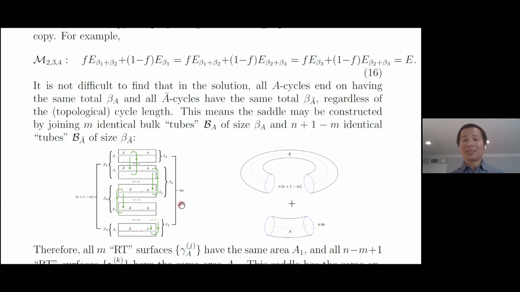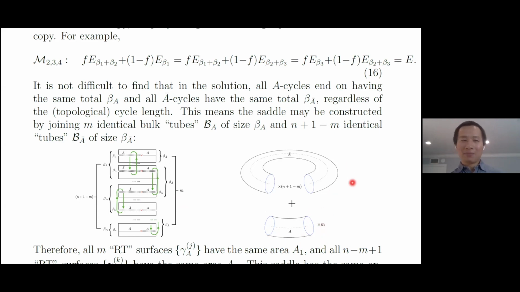So what this means, if you think about it for a while, is that the saddle can actually be constructed by joining two kinds of pieces. The first kind of piece is a tube. We can call that B_A, which is the bottom thing on the right here. This is a bulk tube corresponding to the region A, and we make m copies of these.